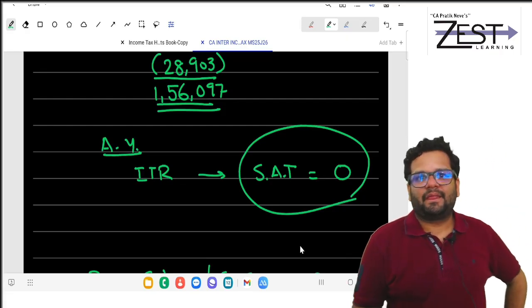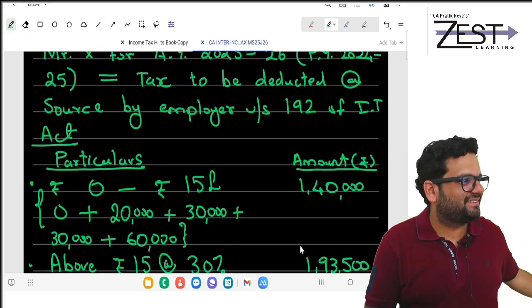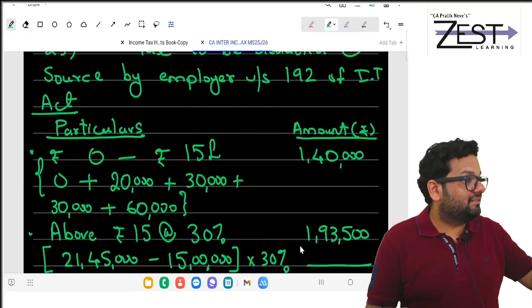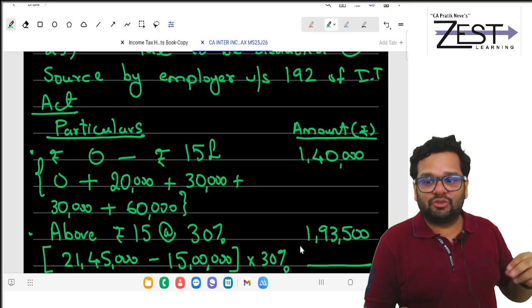Yes. Because this is just all happening on estimated basis. Actually, what can happen? His package can increase in between. His salary can increase in between. He may not do some things.